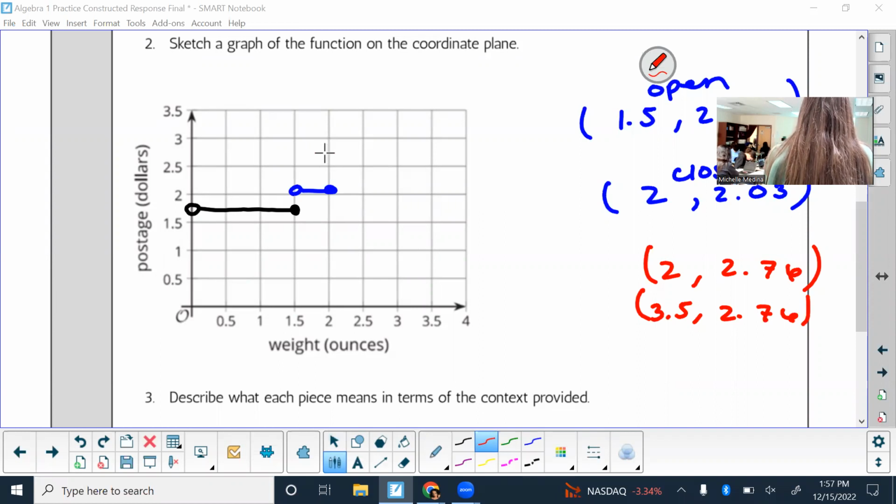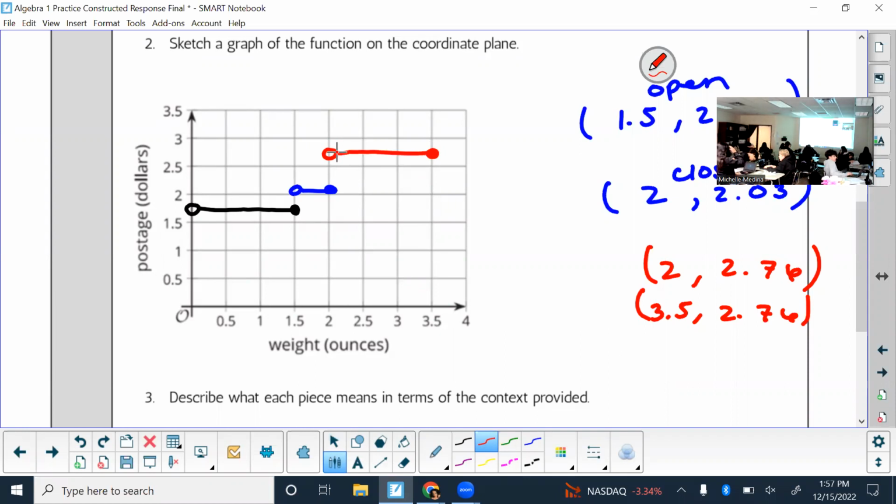So 2.76 would be right here-ish, open circle, and then it ends at the 3.5, 2.76, closed, and same price in between those two numbers. So 3 different price values shown on that graph.